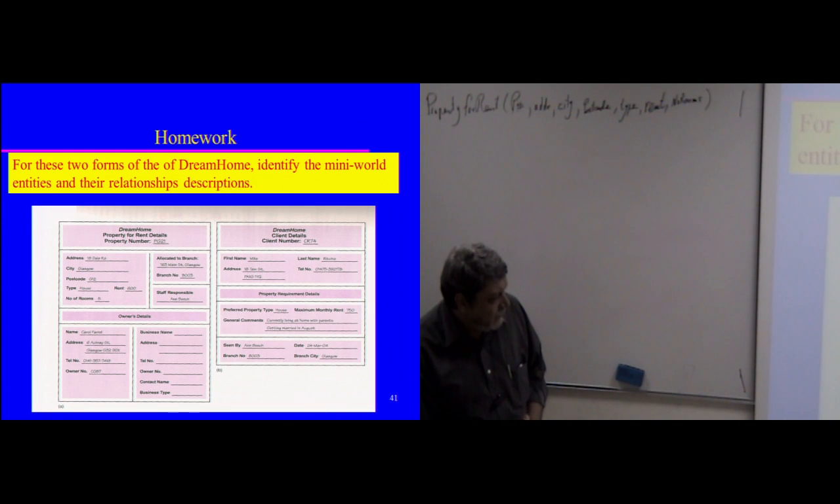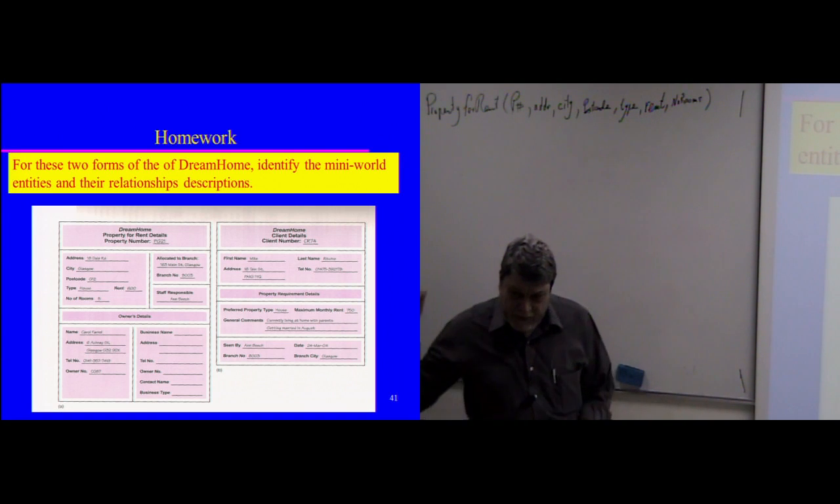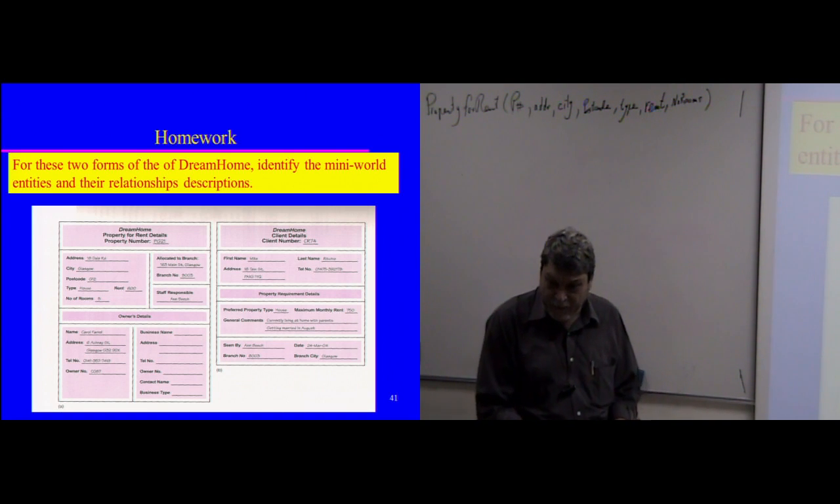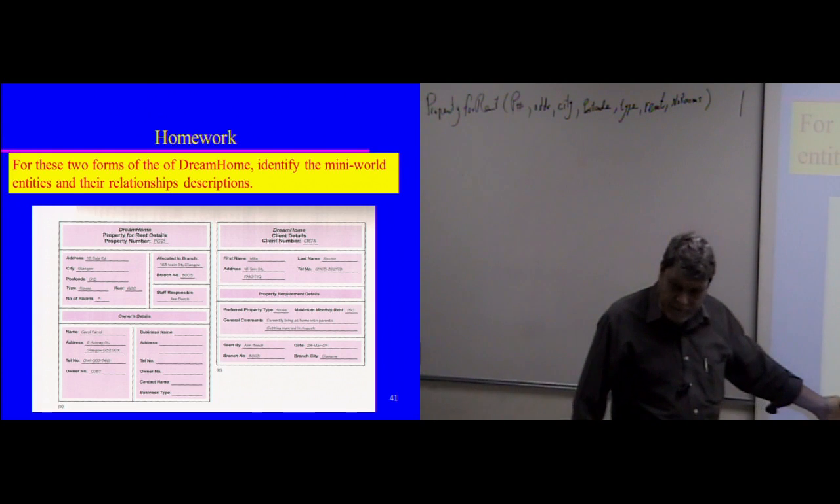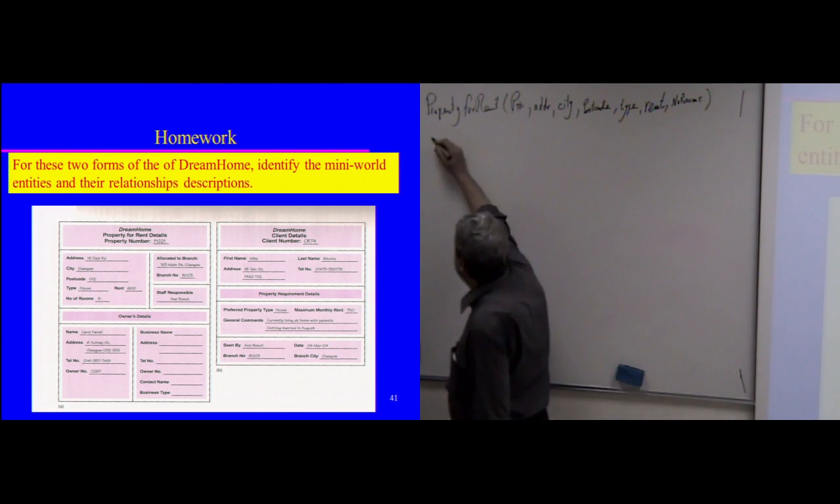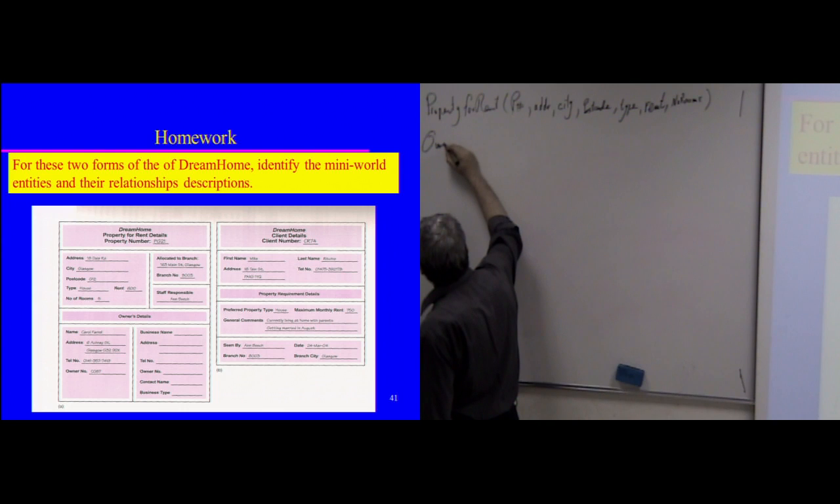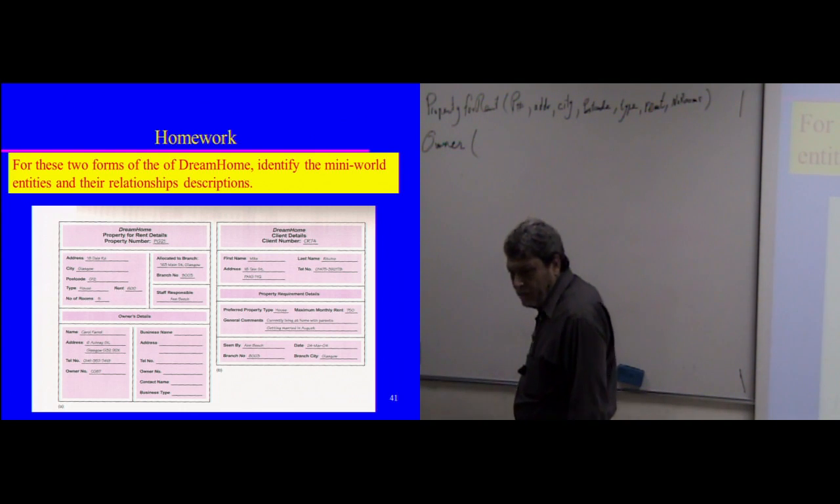Which part? Yeah, we will come into that. Of course, we will come into that. But let me write first what we have discovered now. We discovered another entity, which is the owner. So we have property for rent. We also have owner. Right?